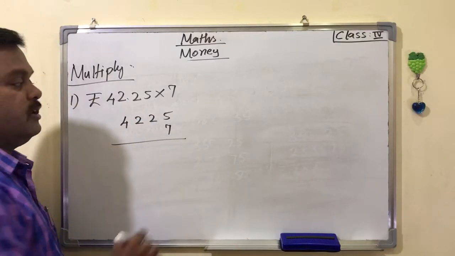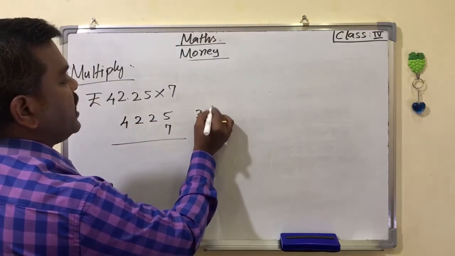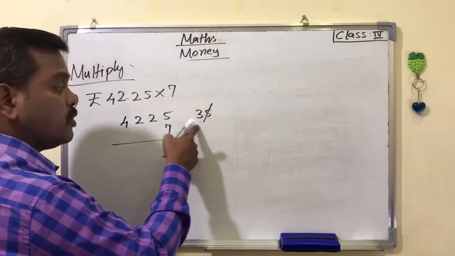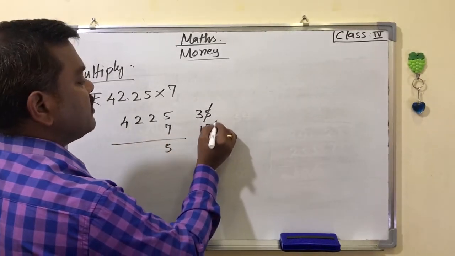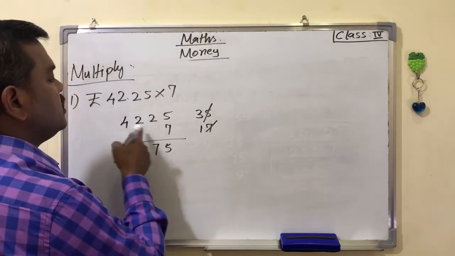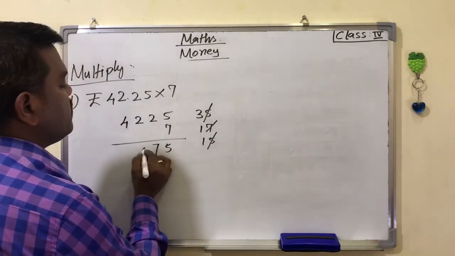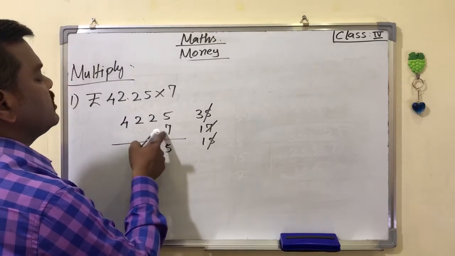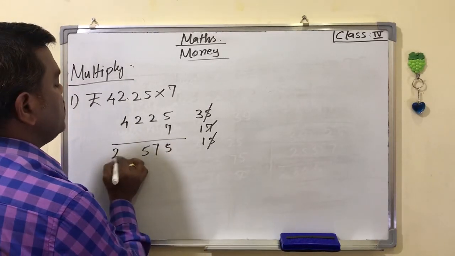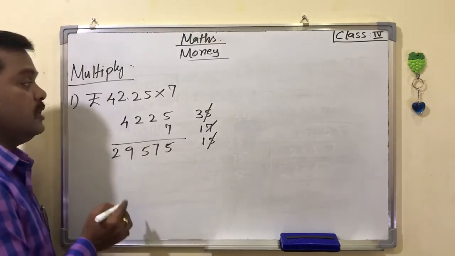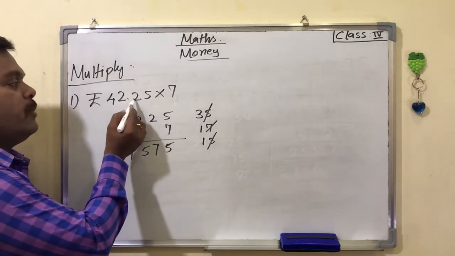Multiply by 7. 7 5s are 35. Cut 5. Balance 3. 2 7s are 14. 14 plus 3, 17. Cut 7. Balance 1. 2 7s are 14 plus 1, 15. Cut 5. Balance 1. 4 7s are 28 plus 1, 29. 29. Next, important procedure. After the point, how many decimal places?